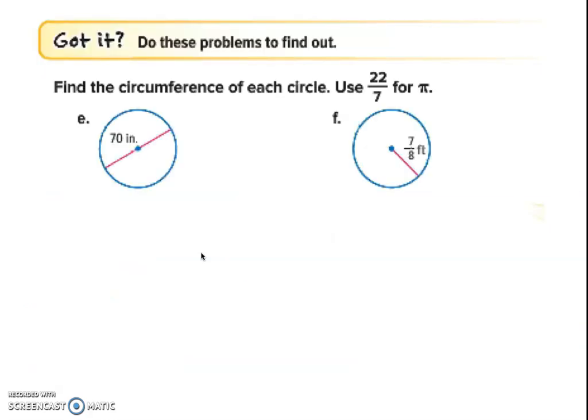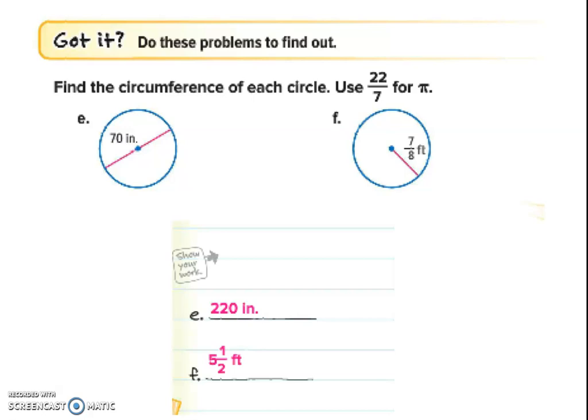Now, I want you to try this one. So go ahead and pause the video, and then when you're finished, come back and press play, and we will continue on. Okay, so on the first one, you should have gotten 220 inches all the way around. And then on the next one, you should have got 5 1/2, or 5.5 if you converted it to a decimal. Now, let's see how we do that.